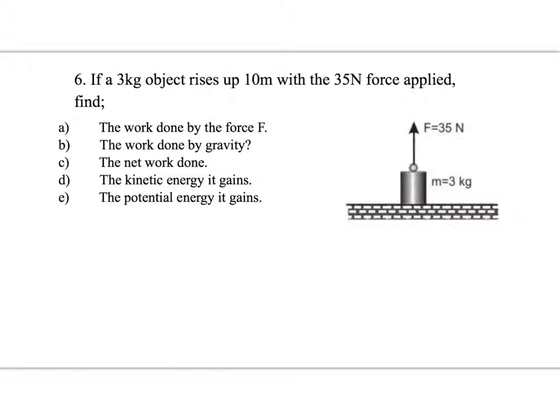The last question: if a 3 kilogram object rises up 10 meters with a 35 Newton force applied, first we are going to find the work done by the force F. It goes up with a distance of 10 meters. So the distance and the force are in the same direction. So the work done by F is equal to F times the distance. So 35 times 10, which is equal to 350 joules.